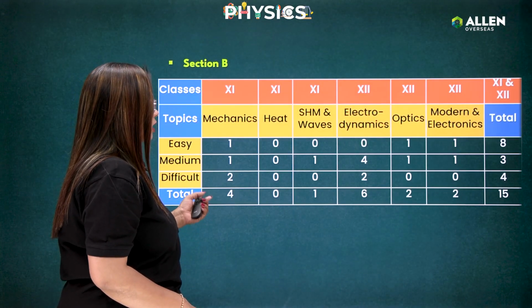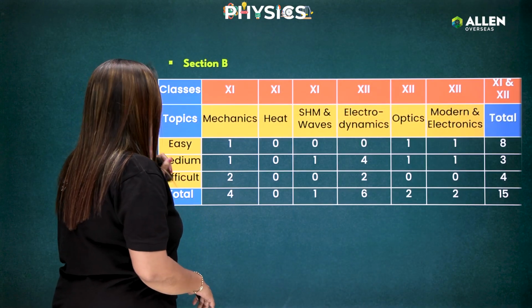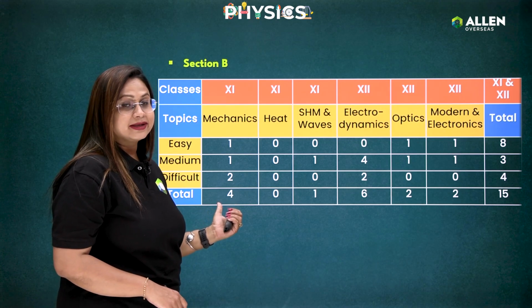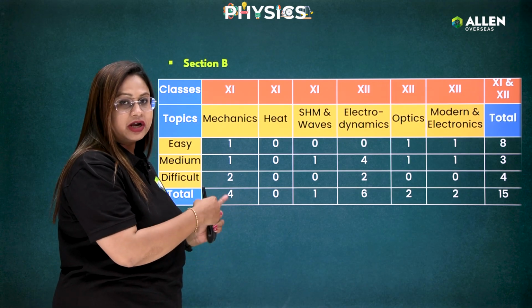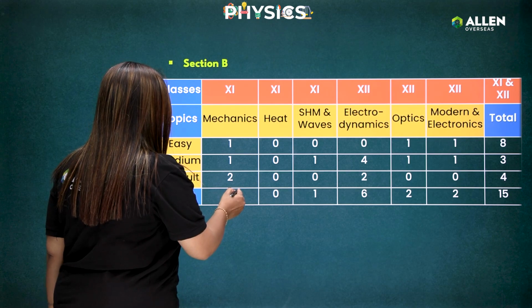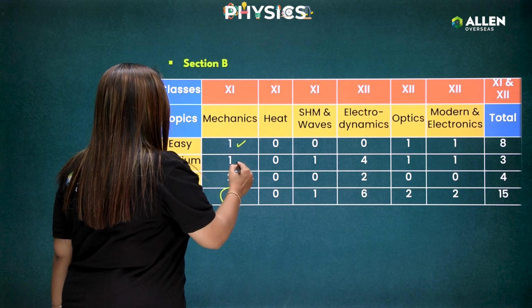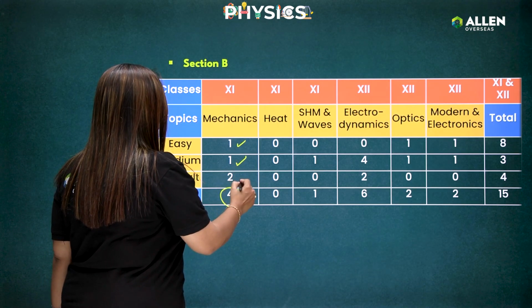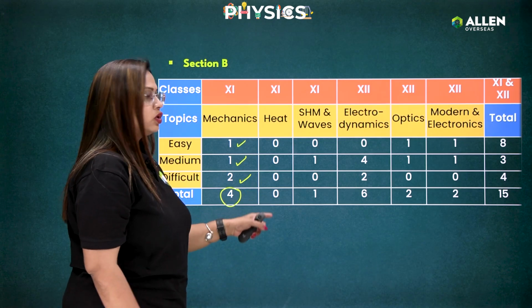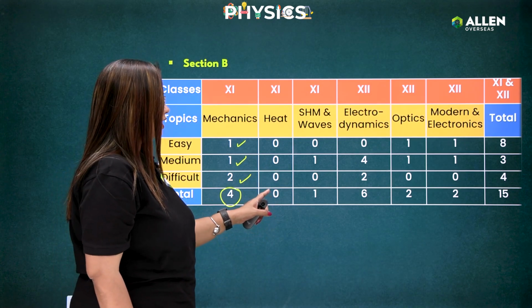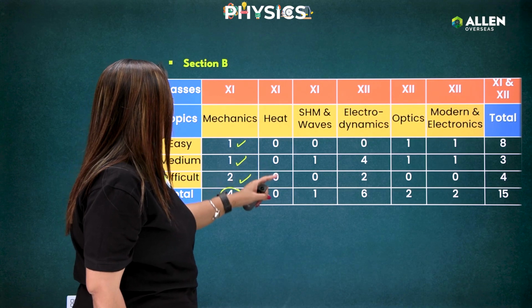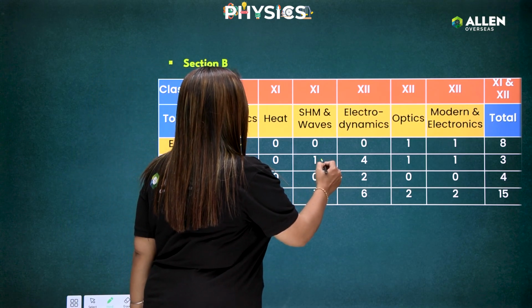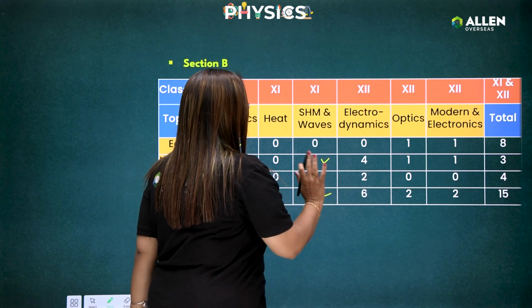Now section B, coming to the difficulty. Again we got 4 questions from mechanics. Now 12 questions from section A and 4 questions from section B. 1 was easy, 2 were medium, 1 was medium and 2 were difficult questions. No questions we got from heat. Simple harmonic motion and waves we had 1 question and it was moderate.